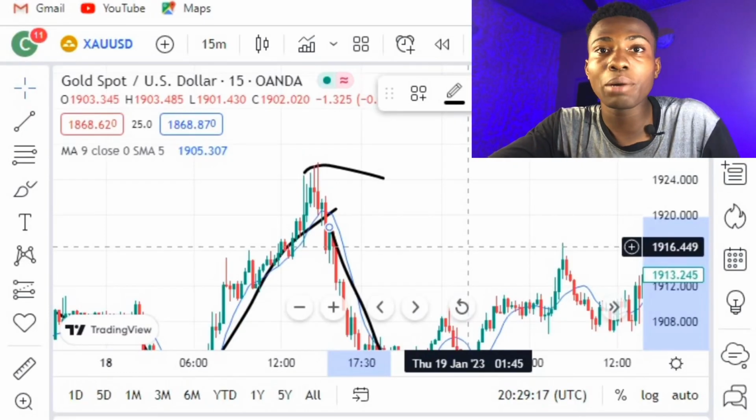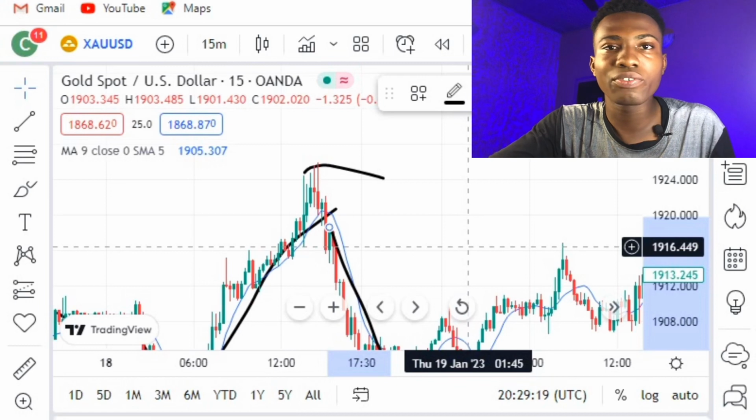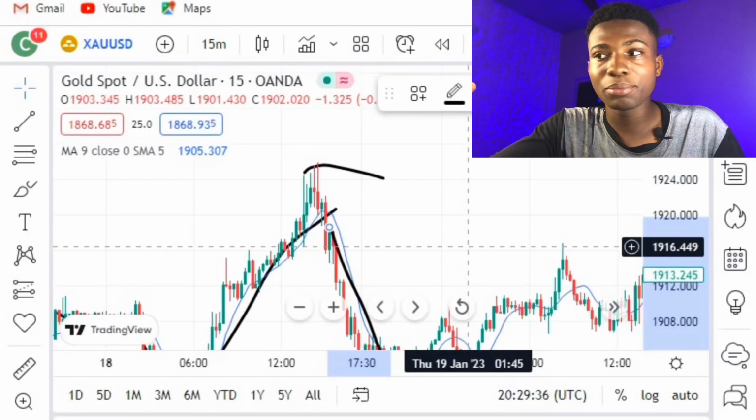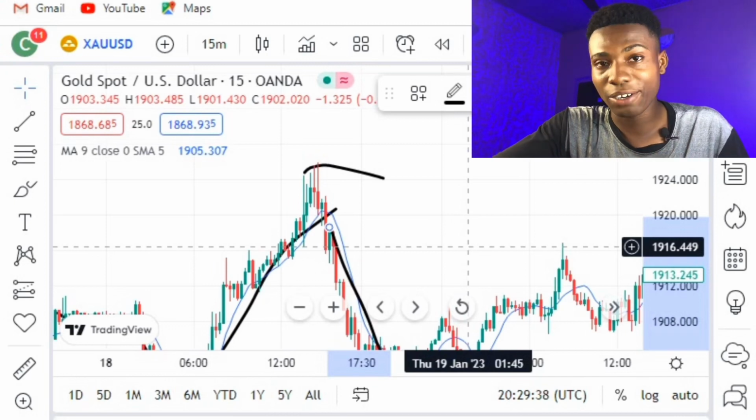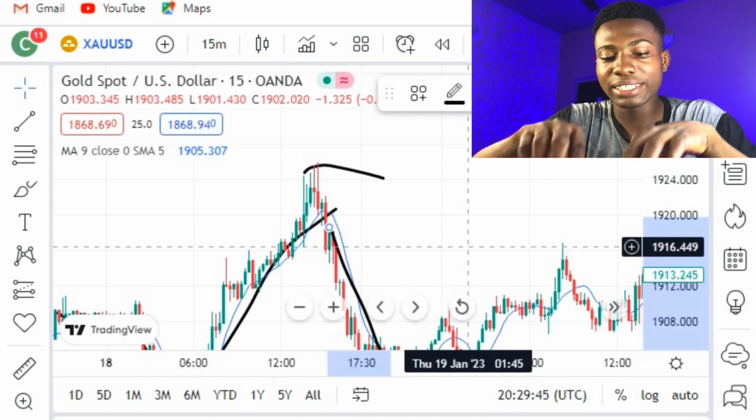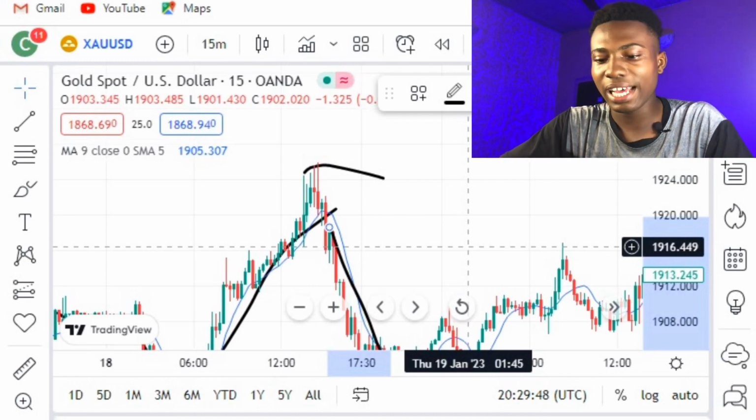Now, in case you don't know about these moving averages, whether you see 9 moving average, 20 moving average, 25 moving average, the 9 SMA means 9 candlesticks are calculated to draw this line. So what it does is it calculates about 9 candlesticks on the chart and draws that line.